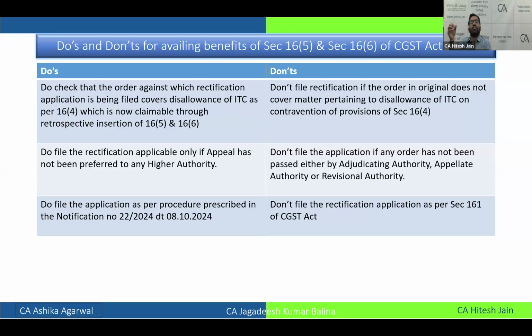Second, we are not to file the application if any order has been passed but an appeal has been preferred and such appellate order is pending. And we need not file the application as per the normal provisions of rectification application prescribed under section 161 of the CGST Act. For filing a rectification application, we need to follow the special procedure.